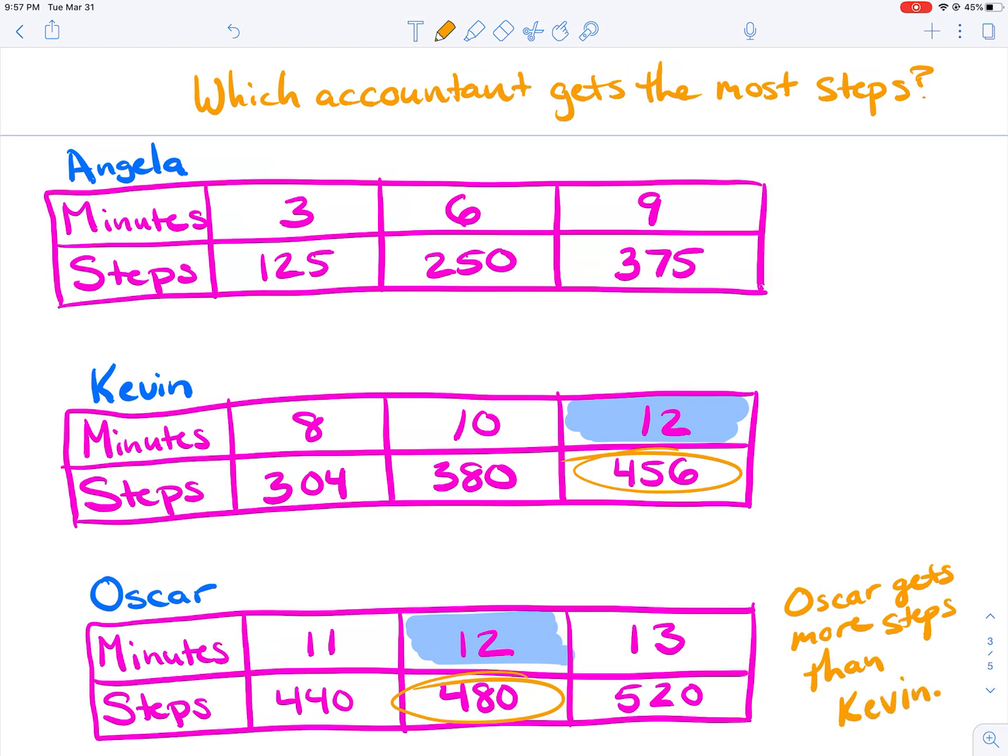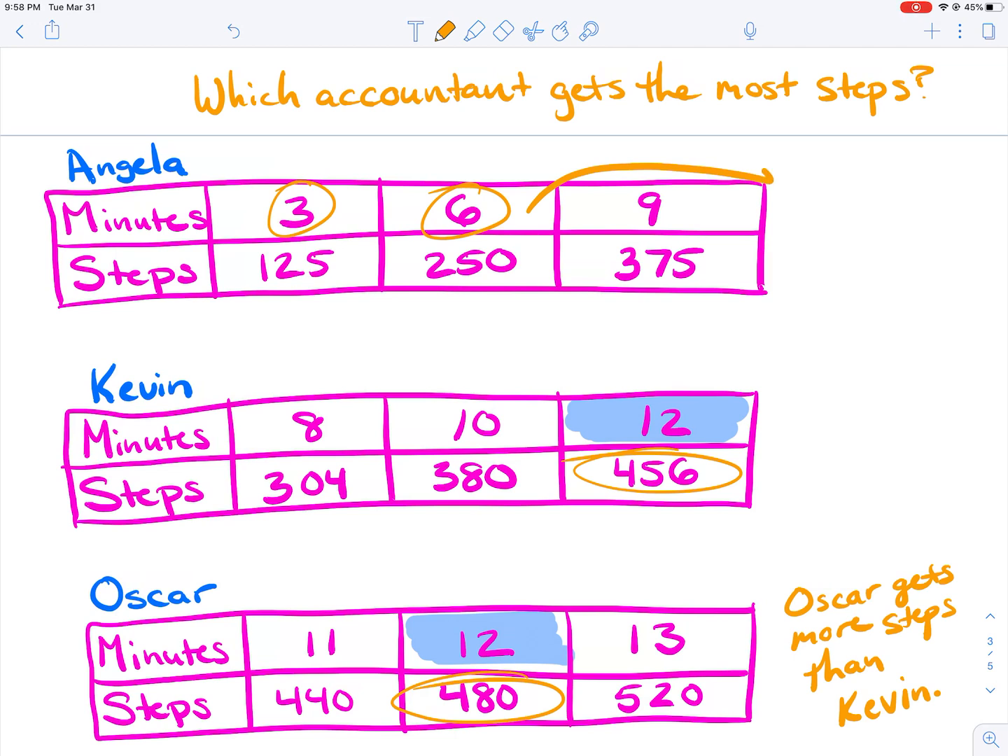So how do we determine what Angela does? We don't have 12 minutes there. But the news is we do have some numbers that we can use to scale up to find out how many she will get in 12 minutes. Well, I could take 3 and I could scale it up times 4. I could also take 6 and I could scale it up times 2. Well, I think I want to do the scale up times 2 since the math is a little bit easier.